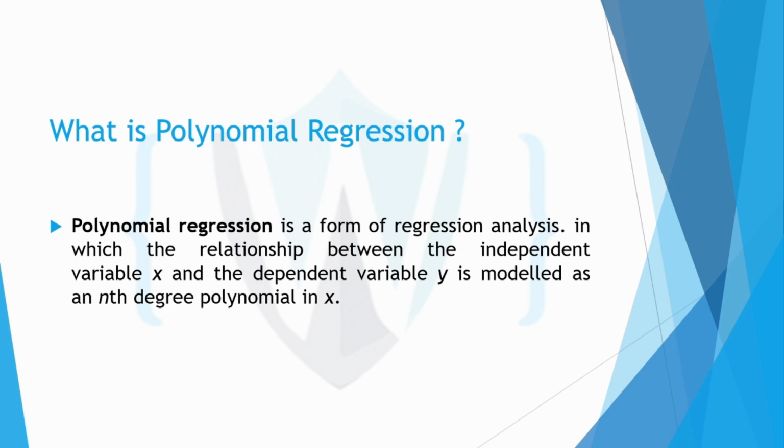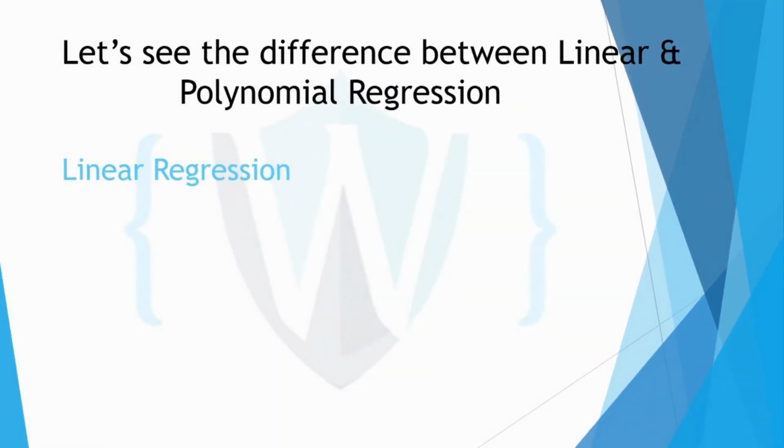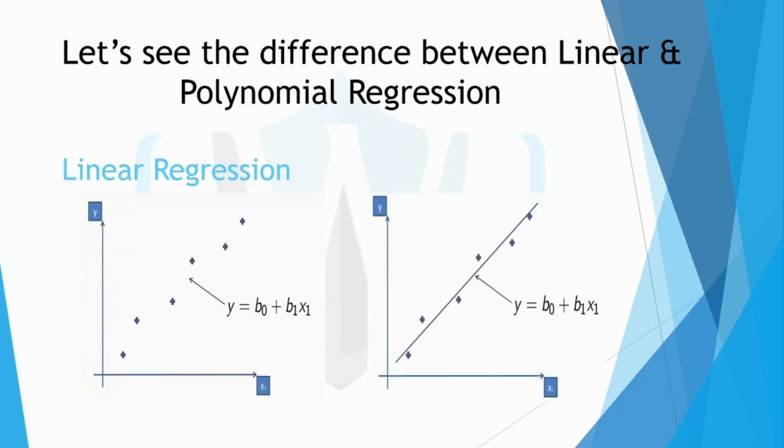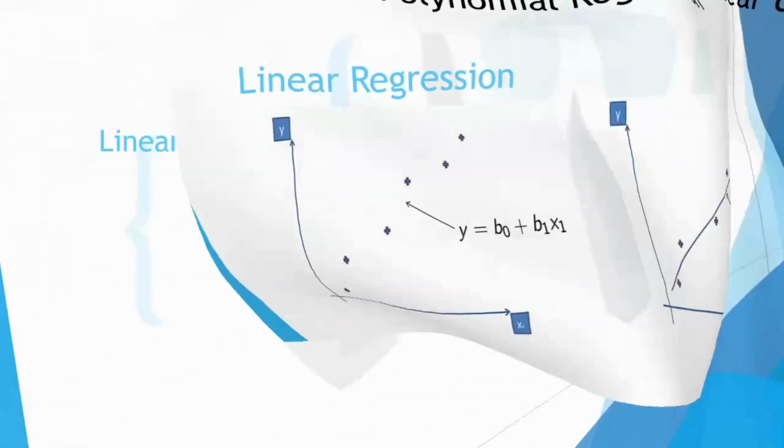Now let's see a small difference between linear regression and polynomial regression. As you can see in this plot, these data points are in a linear fashion and the given equation y equal to b0 plus b1 x1 is a linear equation. So when we draw a line with this equation, we can see that the line will satisfy all the data points in the plot. Now let's see another example.